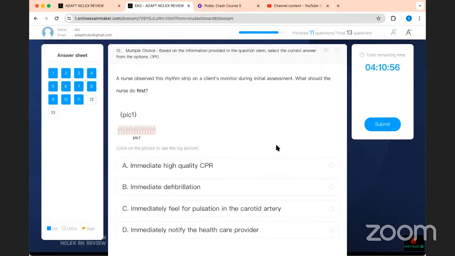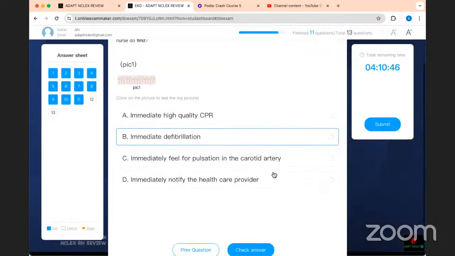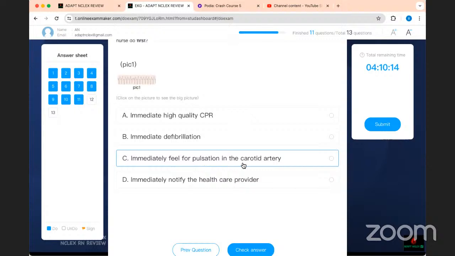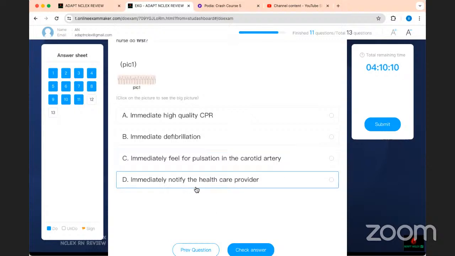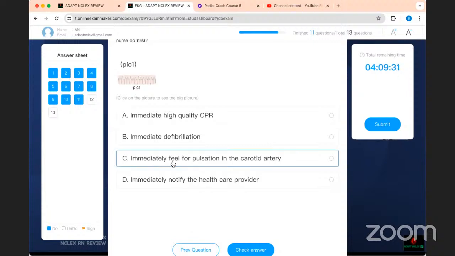And then observe this rhythm strip on the client monitor during initial assessment. What should the nurse do first? After you see this, it's a ventricular tachycardia. What would you do? High quality CPR, immediate defibrillation, immediately feel for pulsation in the carotid artery, immediately notify the provider. So this is a VTAC. The first thing you do after VTAC is to check the pulse. But you see, check the pulse there? Yes, check the pulse. Watch for these kinds of answer choices. Everybody is expecting check for pulse, but I just rewrote it and said immediately feel for pulsation in the carotid artery. It's the same thing, check the pulse.